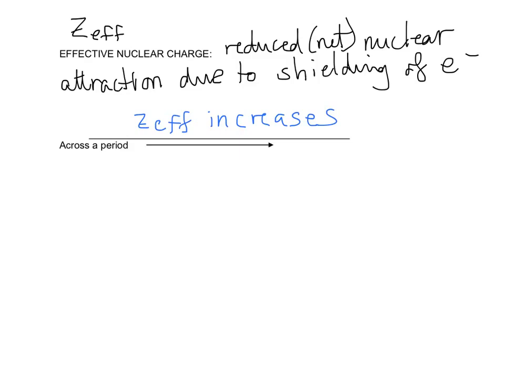So like I said, the first thing is define your property, then say your trend. So across the period, Zeff increases. And then your supporting statements. Your supporting statements should be 2 to 4 statements. So in this case, we want to say why Zeff increases.